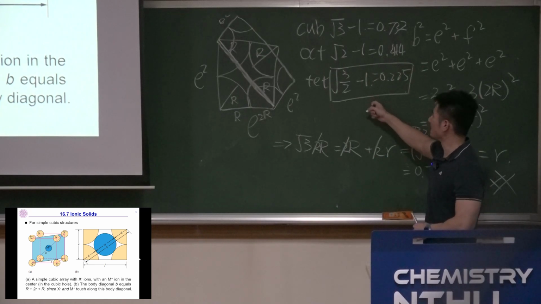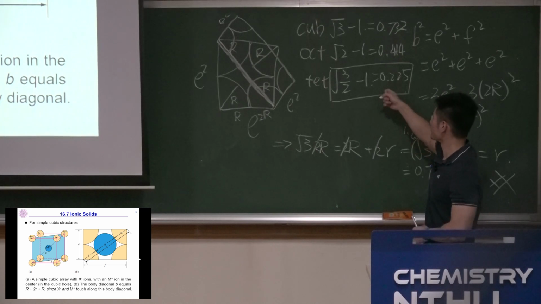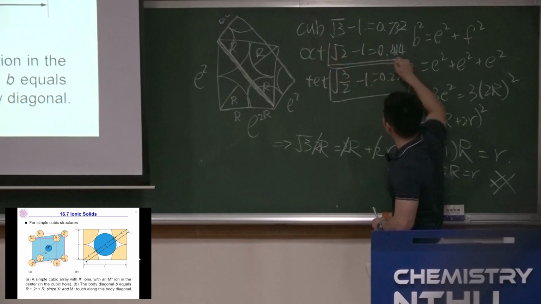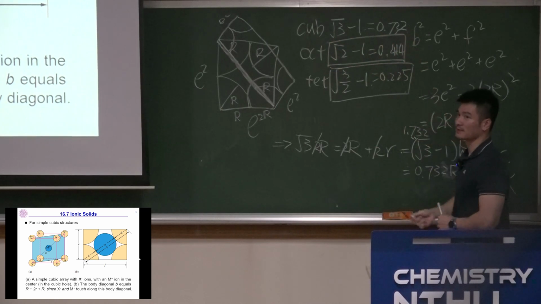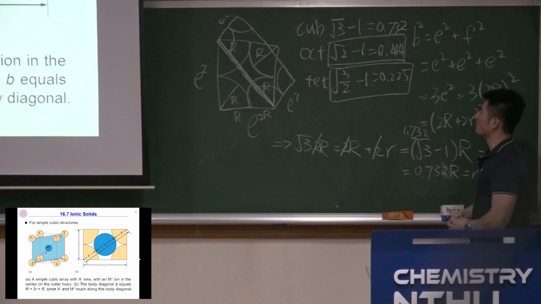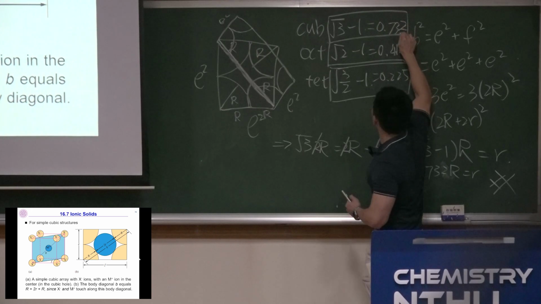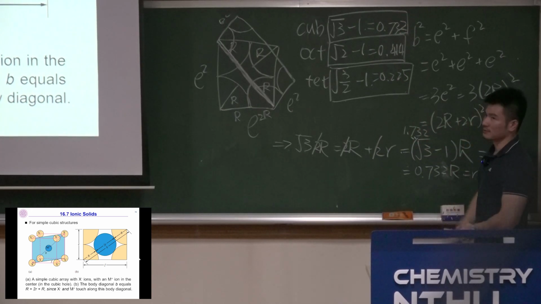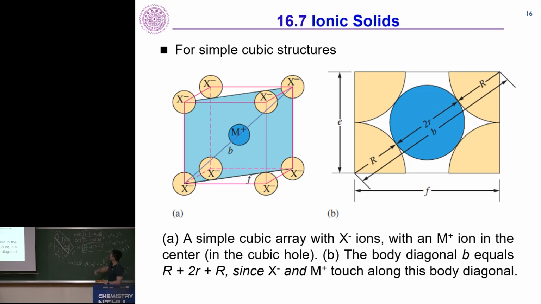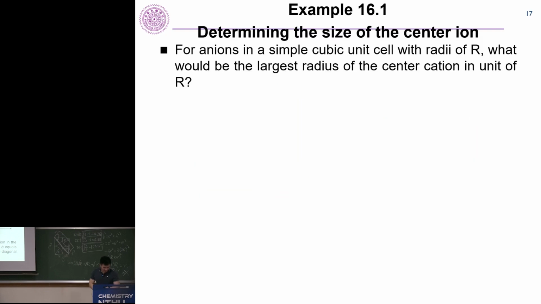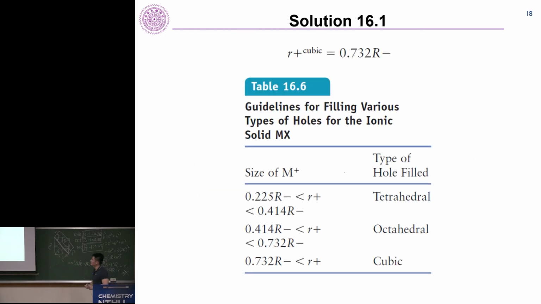For the hole, it is the minimum ratio of the small radius to the large radius. It can only be greater than this, it cannot be smaller than this. So hence, the radius of the small r equals 0.732 big R. Yes, these 3 numbers you must memorize.